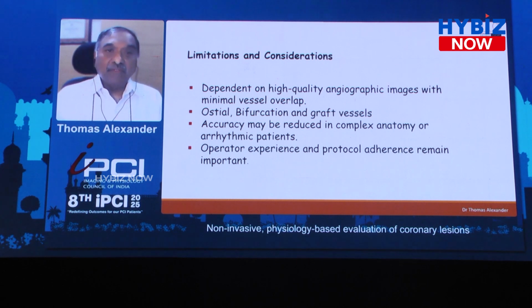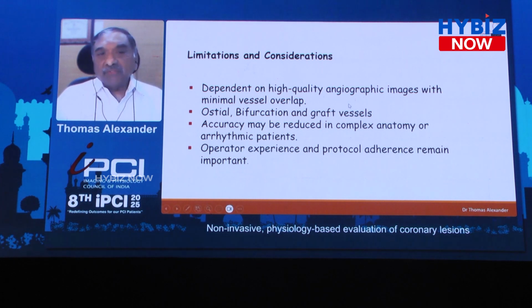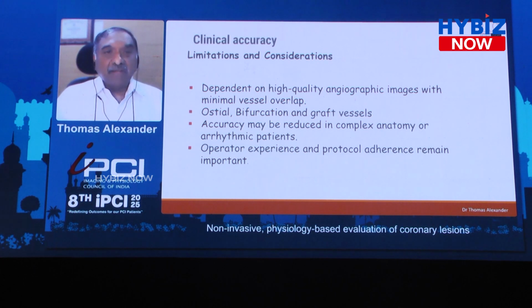There are limitations, of course. You need high quality angiographic images with minimal vessel overlap. And so the company itself will give you the different views that need to be taken for different vessels to make sure that there's no overlap, as well as the orthogonal views are taken. There are problems with ostial bifurcation and graft vessels, and these have not been validated in this subset. Accuracy may be reduced again if there's severe tortuosity of the vessel or there's arrhythmia, especially atrial fibrillation. So that's a problem. And I think protocol adherence is very important.